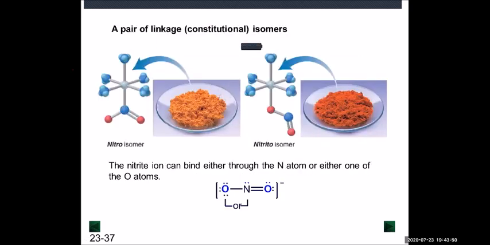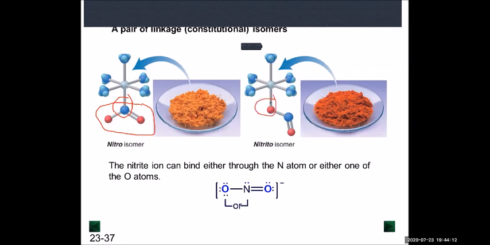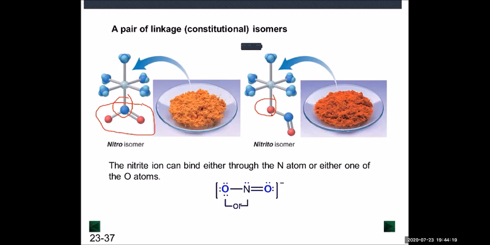This is a good one. This is the nitrite ion forming a complex with the transition metal. In one case, nitrogen forms the bond with the central metal. And with the exact same nitrite, if oxygen forms the complex, it will give you a completely different compound. They will have different colors. So between these two, we call them constitutional isomers.